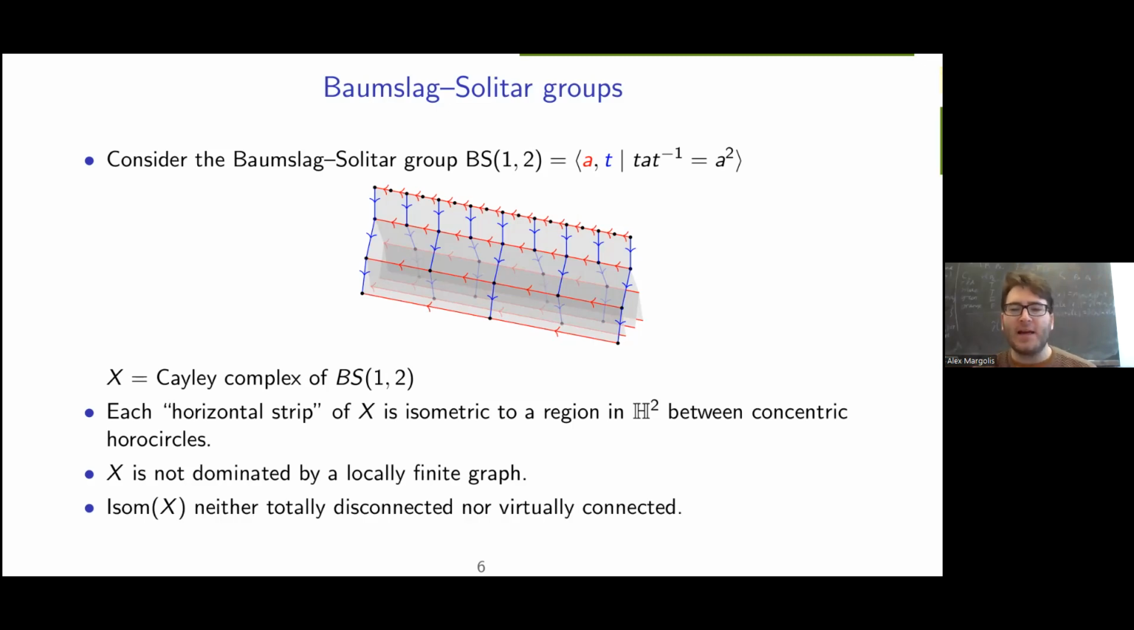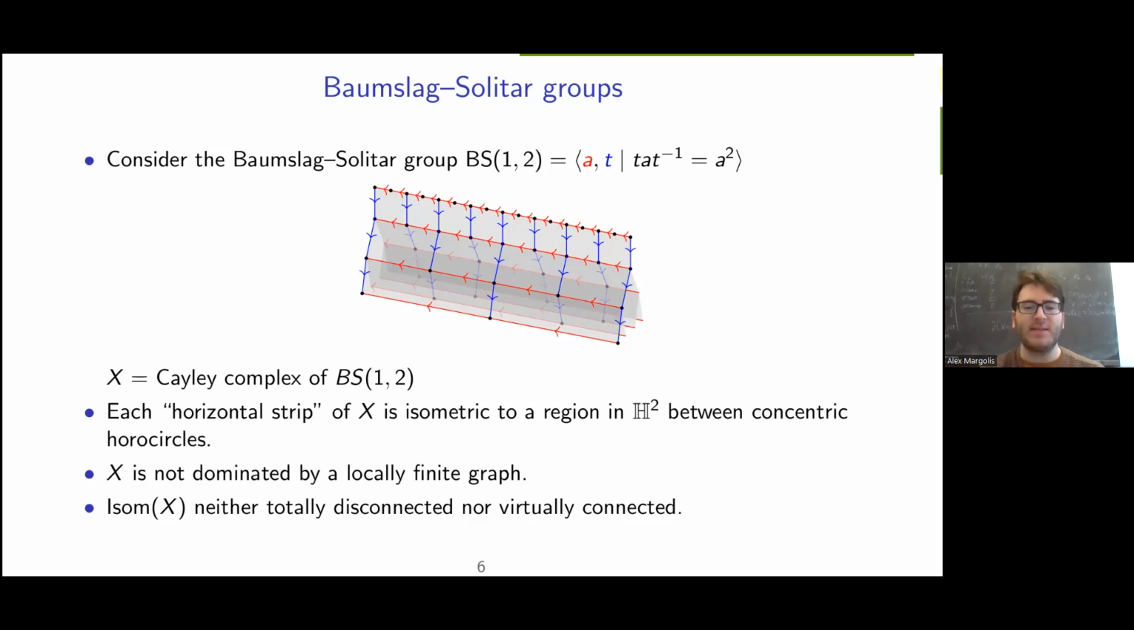And moreover, because there's a tree direction, the isometry group of this isn't a connected or even virtually connected group. It's something which displays a mixture of continuous and discrete type behavior, continuous type behavior coming from translations in the horizontal direction, and discrete type behavior coming from automorphisms of the tree direction. And that makes it an interesting group to study.